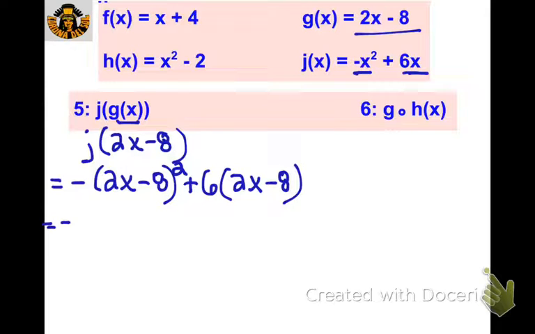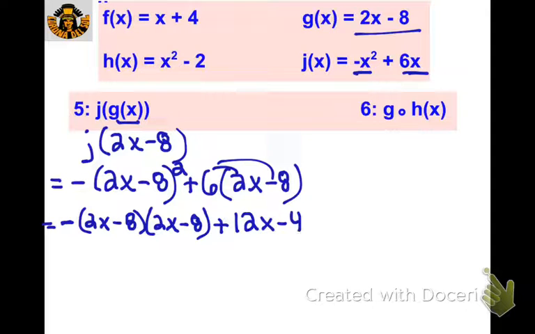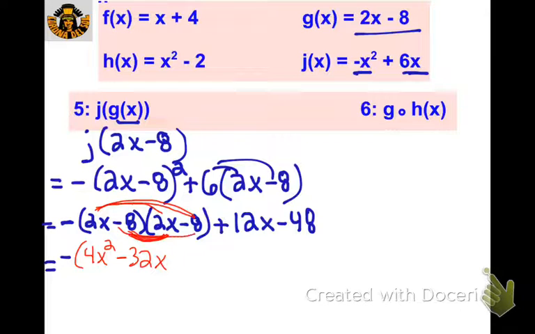All right, so let's multiply this out. So we got a minus sign, we'll keep that handy. We're going to write this out twice. And then I'll probably distribute this, so that'll be 12x minus 48. Then I'm going to FOIL this out. So this will be minus 4x squared. And then I'm probably going to do the outside and the inside in the same step. So the outside would be minus 16x. The inside would also be minus 16x. So that would be minus 32x. Then the last times the last would be negative 8 times negative 8, which is plus 64. And then we still have the plus 12x and minus 48.